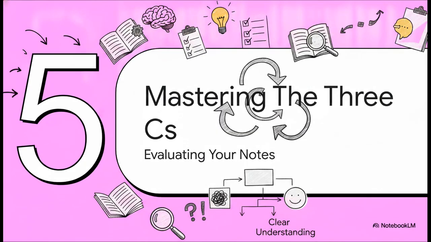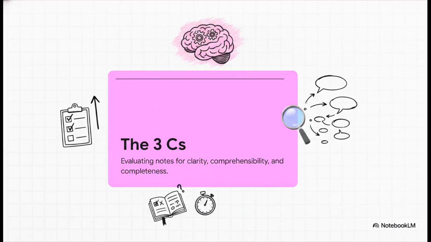Next up is Section 5, Mastering the 3 C's. So, okay, you've taken the notes, but how do you actually know if they're any good? You need to anchor yourself to a really memorable framework, which brings us to the 3 C's: clarity, comprehensibility, and completeness. Whenever you finish up a lecture or a reading session, use this as a quick checklist to grade your own work. Ask yourself, are these notes visually clear? Are the abbreviations comprehensible? Meaning, are you actually going to remember what that random squiggly arrow meant a week from now? And finally, completeness. Did you manage to capture the full argument, or are you just left with a bunch of scattered, disconnected fragments?